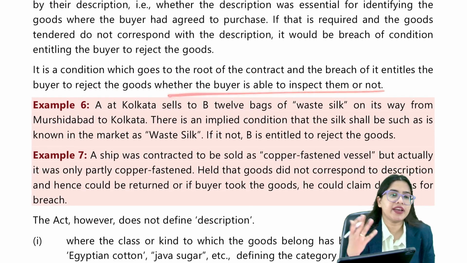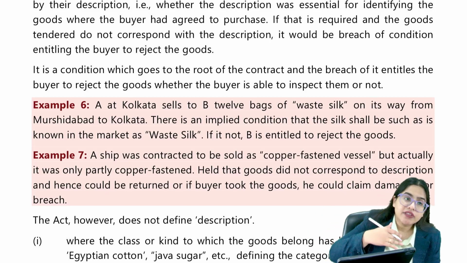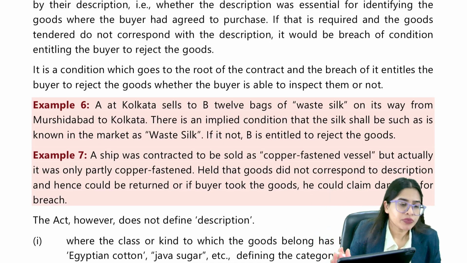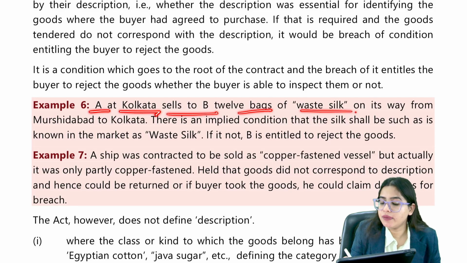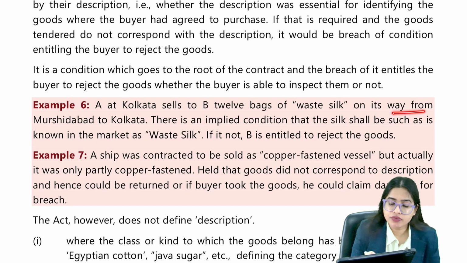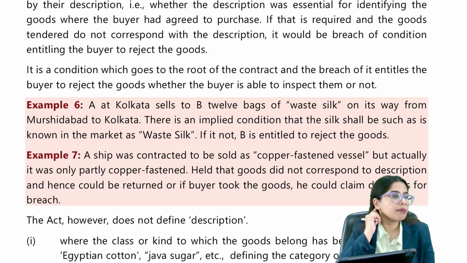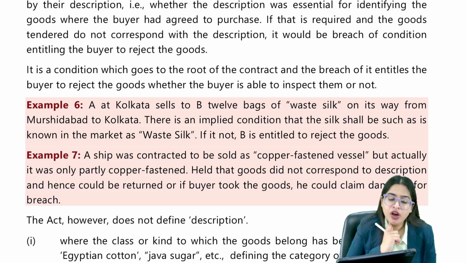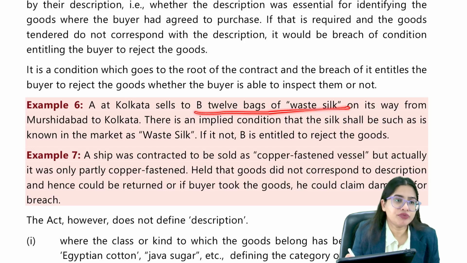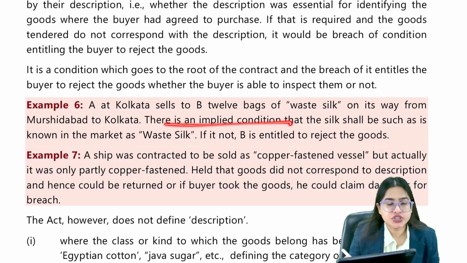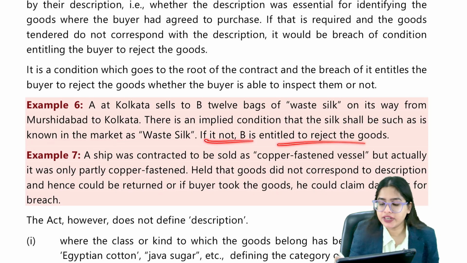Doesn't matter whether the buyer inspects them or not. If it is not as per my description, then I can cancel the contract even if I have not inspected the goods. One example is given here. A at Kolkata sells to B 12 bags of waste silk on its way from Murshidabad to Kolkata. So A was traveling from Murshidabad to Kolkata, and he sold 12 bags of waste silk to B. So there is an implied condition that the silk shall be such as is known in the market as waste silk. If not, then B can reject the goods.